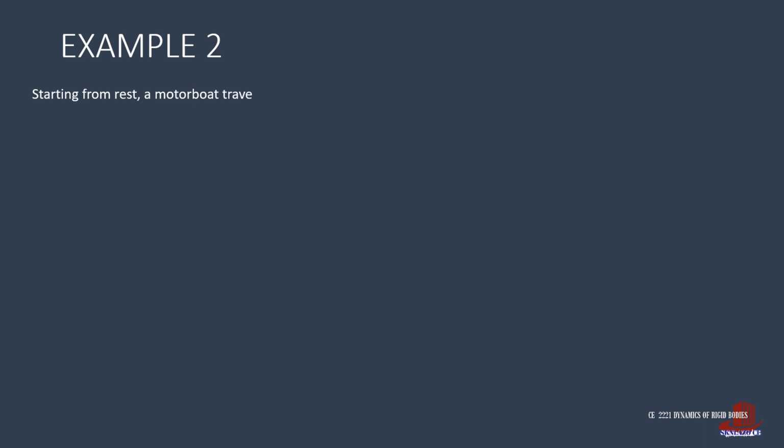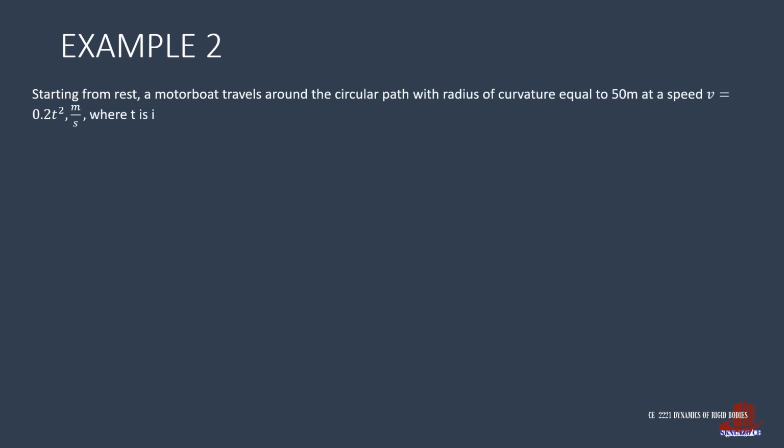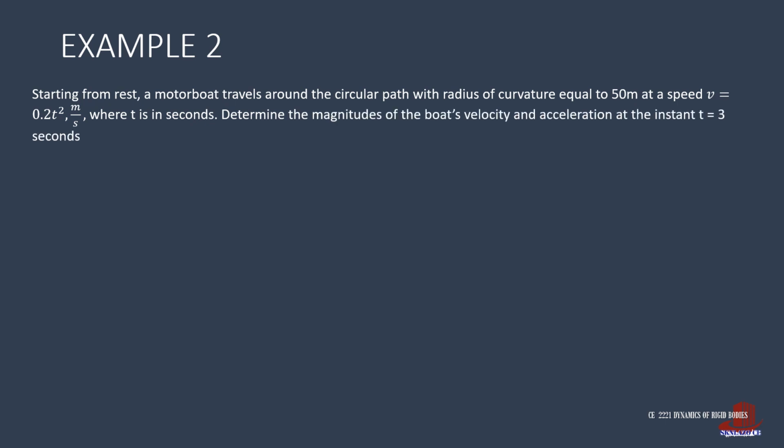The next example has a motorboat moving in a circular path where the radius is 50 meters. The motorboat's velocity is given as 0.2 t squared. It is required to look for the velocity and acceleration of the motorboat at time equal to 3 seconds.